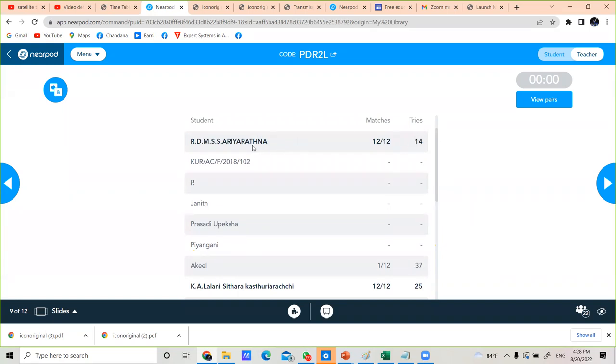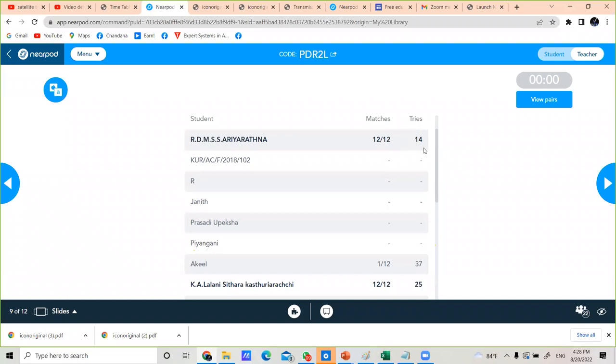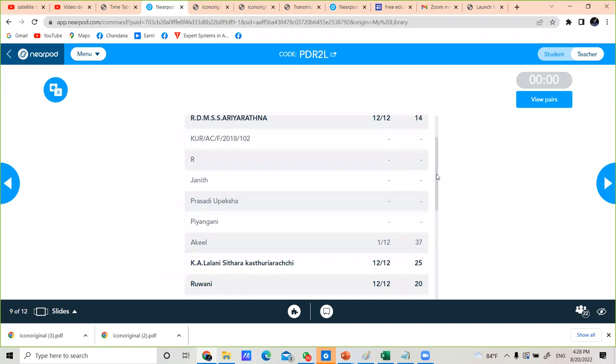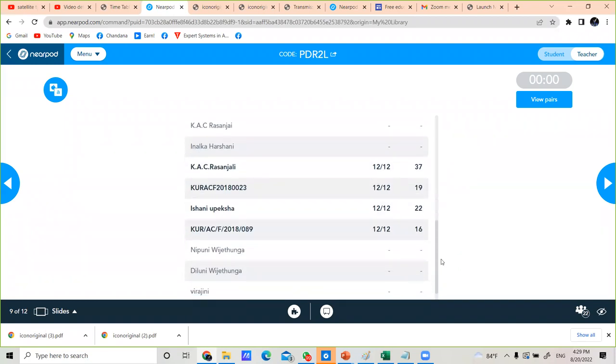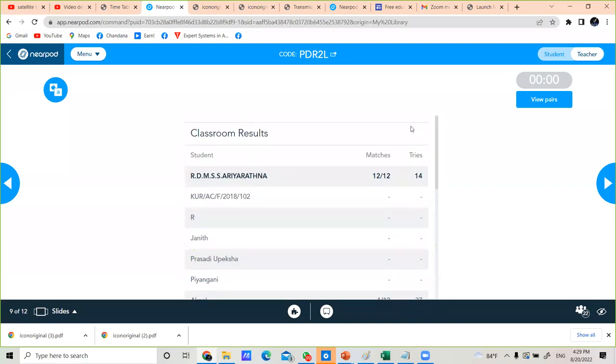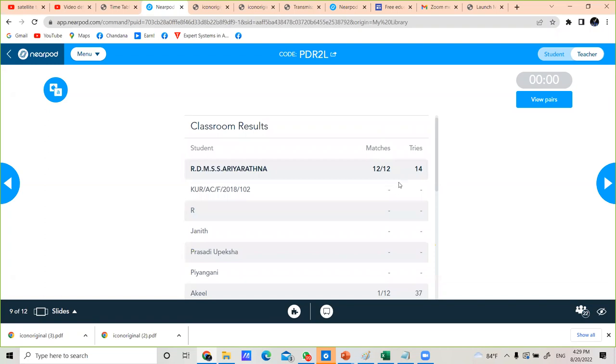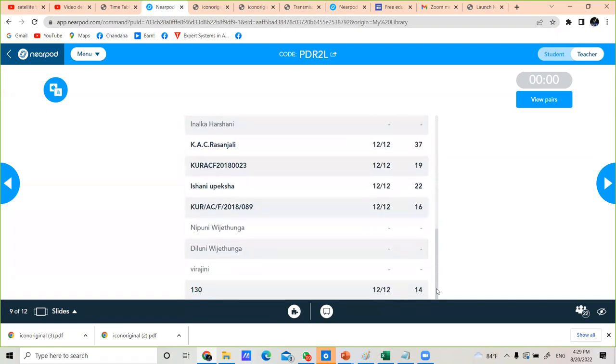Aryaratna completed the activity by doing 14 tries. The tries should be minimum. If you want to get the highest mark, that means tries should be minimum. Therefore, with minimum tries, your matches should be up to 12. Matches also should complete.